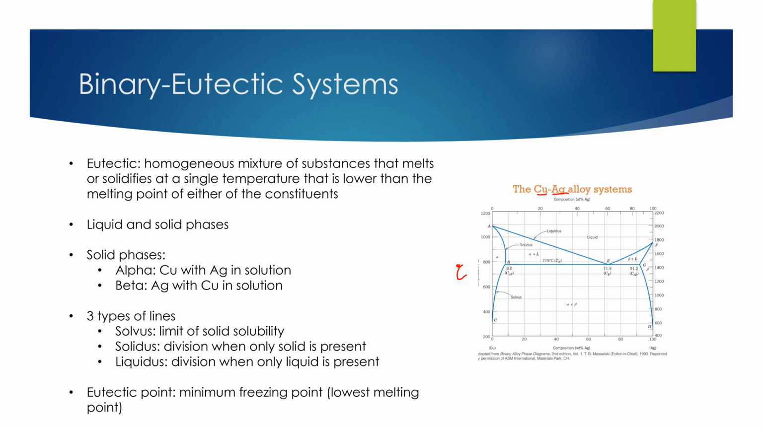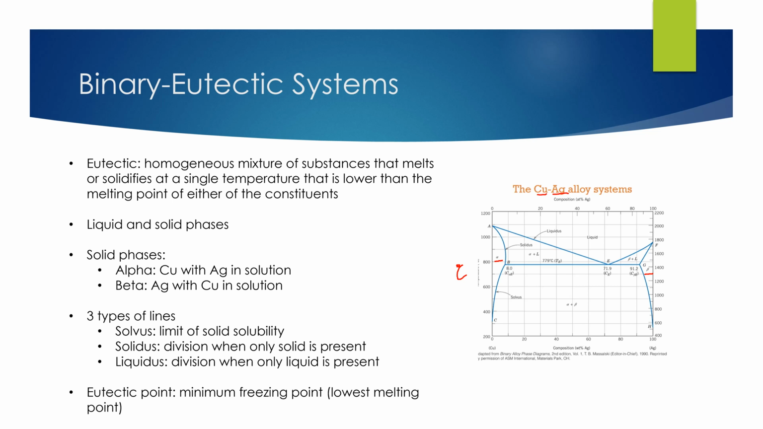One important thing to note with binary-eutectic systems is that we will only have liquid and solid phases in this course. As previously mentioned, there will actually be two solid phases, the alpha phase, which is located right here on the graph, and the beta phase located on the right hand side. The alpha phase is, in this case, copper with silver in solution, and the beta phase is silver with copper in solution.